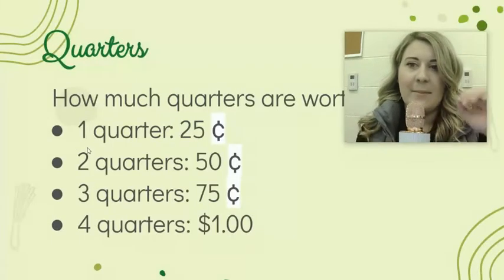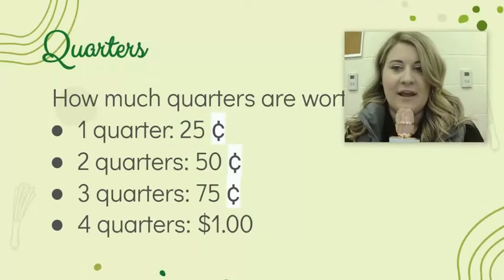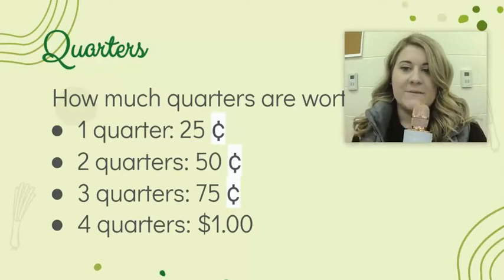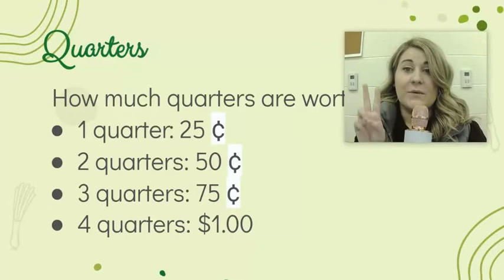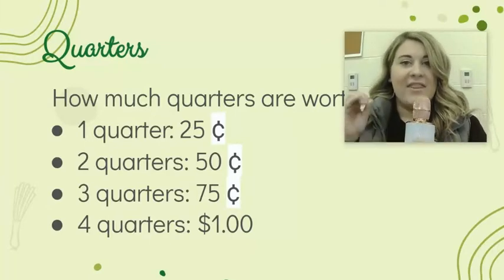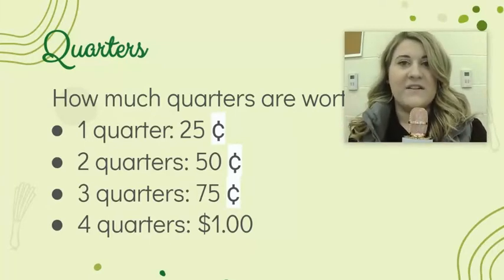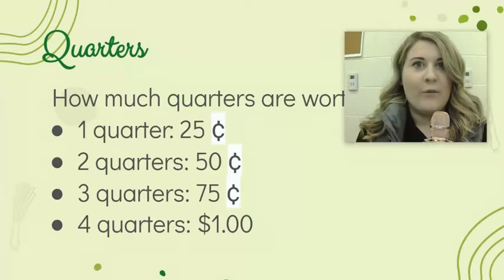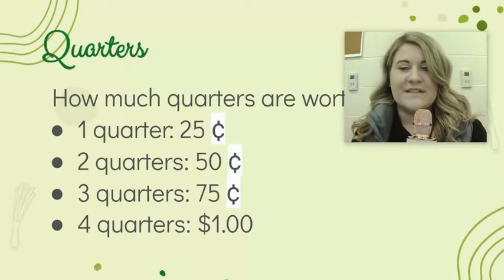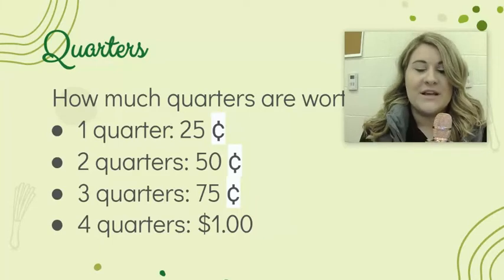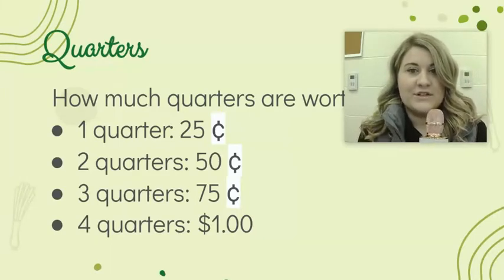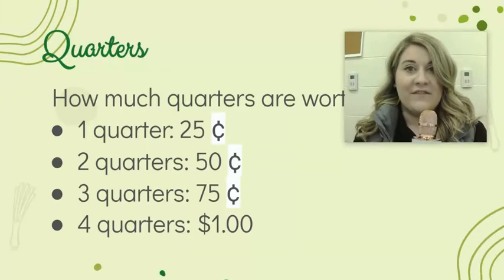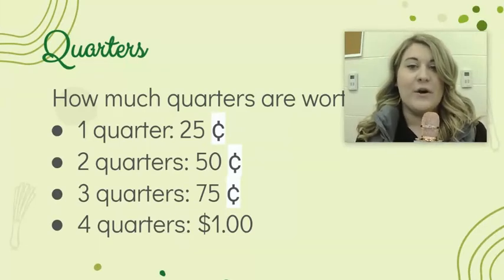Let's also talk about quarters and skip counting. How much are these quarters worth? Well, as we know, 1 quarter is worth 25 cents. 2 quarters is worth 50 cents. And that's an easier one to remember because 50 is half of 100. And 2 quarters is half of 4 quarters. So if we take the 4 quarters and we divide them up into half, we have 2 quarters and 2 quarters. Those are both worth 50 and 50 because it takes 2 50s to get to 100.